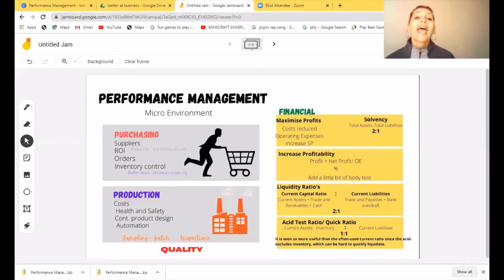Then you've got your asset test ratio. And there what they do is they actually take out the inventory. You take out your stock, because it's not always easy to sell off stock in order to get cash. So they say that this ratio is definitely a more reliable ratio that your accountants would look at. So you've got your asset test ratio, which is your current assets less your inventory or stock to your current liabilities.